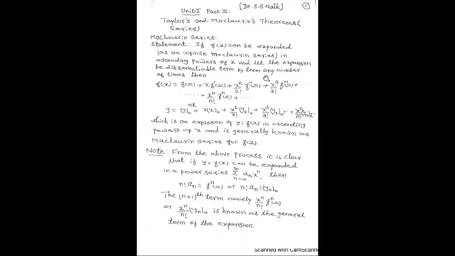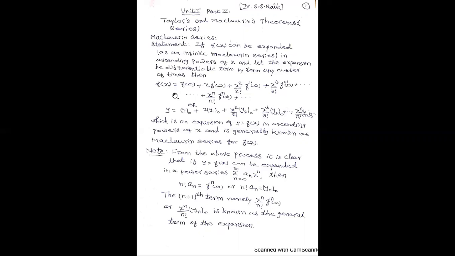Then f of x is equal to f of 0 plus x f dash of 0 plus x square upon 2 factorial f double dash of 0 plus x cube upon 3 factorial f triple dash of 0 plus, and so on, x to the power n upon n factorial f n of 0 plus, and so on.